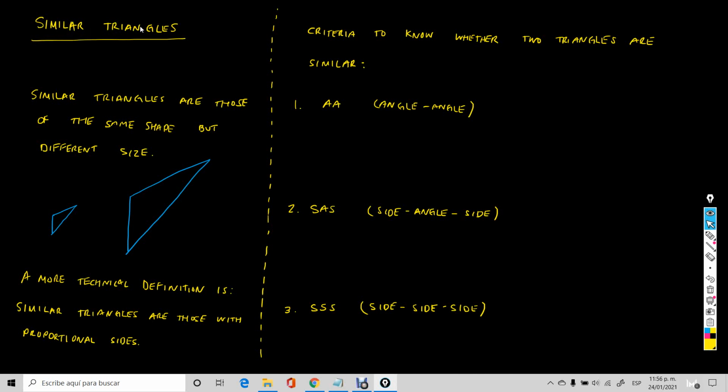Okay, so what are similar triangles? Let's remember that the definition of similar triangles is the following. Similar triangles are those of the same shape but different size. For example, right here, I'm showing you two triangles that I tried to draw with the same shape, as you can see, but the only difference between them is the size. So they have pretty much the same shape, only difference is in the size.